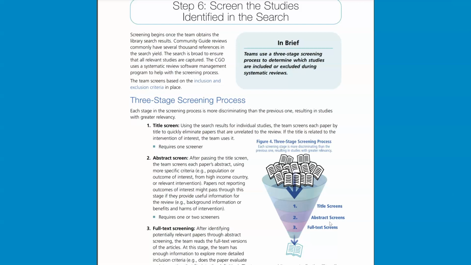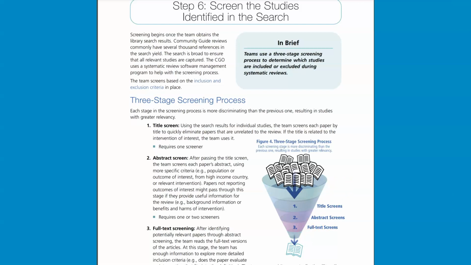So each screening stage is more discriminating than the previous one. That's the idea, resulting in studies with greater relevancy. So you can screen by title. This title doesn't look good, that title looks good. You can screen by abstract, and then, practically speaking, you just do not have time to go through every single full text, correct? So the best way to do this is a 3-stage screening process.